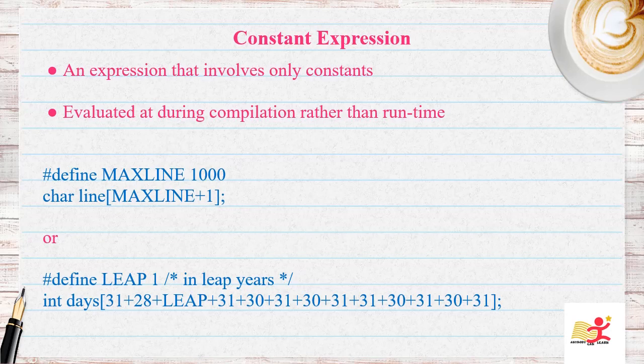Constant expression. A constant expression is an expression that involves only constants. Such expressions may be evaluated during compile time rather than runtime, and we can use it in any place that a constant can occur. See the examples: #define MAXLINE 1000. In the next line, we are using this constant where array size is to be given: char line[MAXLINE+1]. The next example is #define LEAP 1, int days[31+28+LEAP]. In that array size, again we are using the constant LEAP.